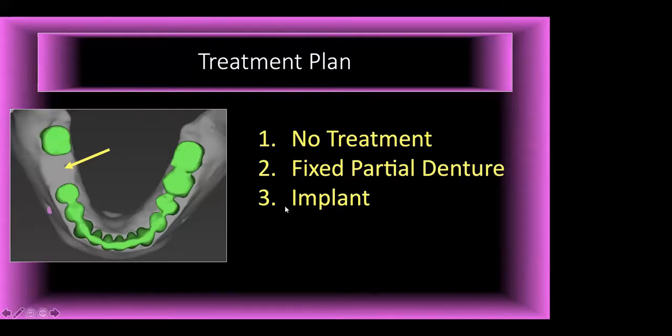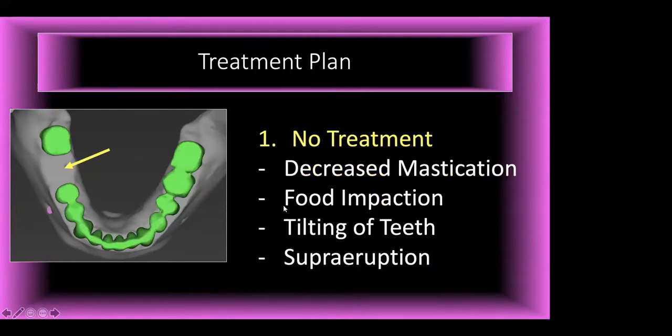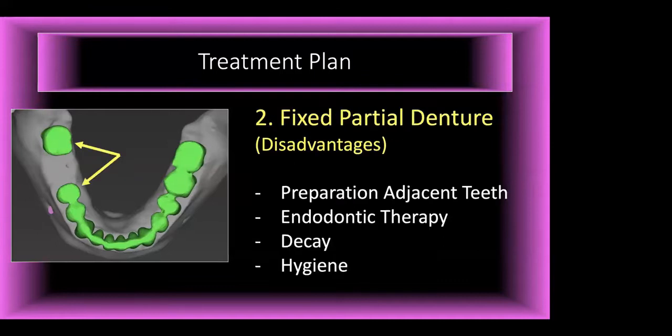So what are they? Well, no treatment, but use that as a positive and a benefit to explain this to the patient and educate them. Yes, Mrs. Smith, we don't have to replace this, but you're still going to have trouble chewing in that area. You're going to get food impaction. The adjacent teeth are going to tilt. The tooth above it is going to super erupt, which is going to be a problem. Also, you will have bone loss if you wait too long, and someday you might not be able to have an implant.